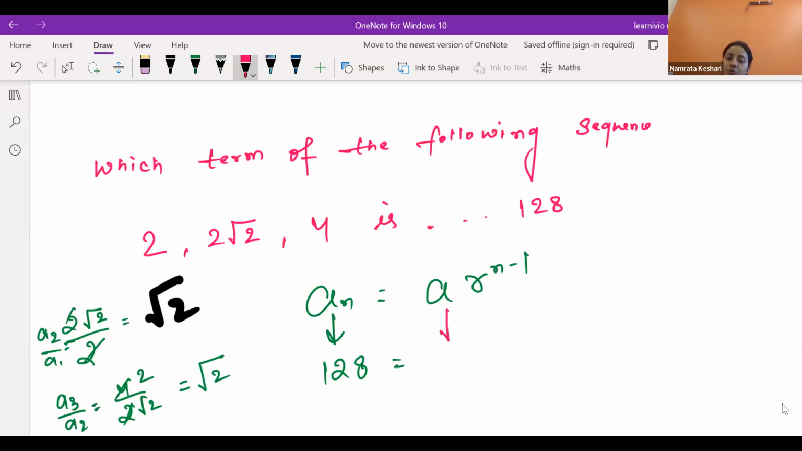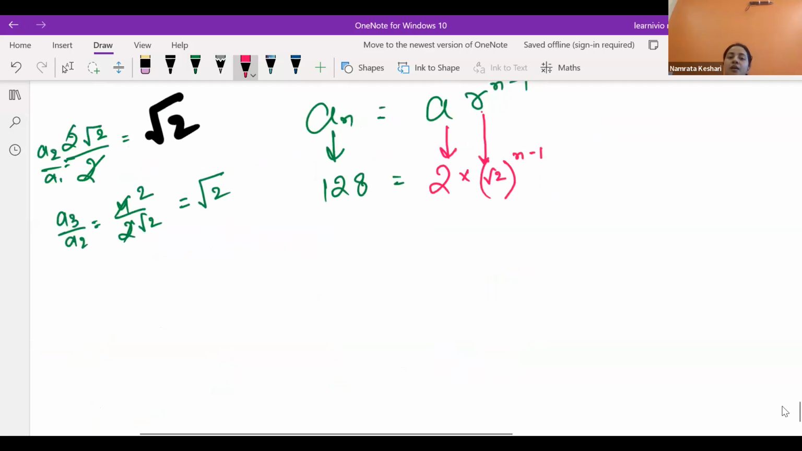Okay, let's put the values over here. So our A is 2. And what about r? Our r is square root 2. N minus 1, we will just write as it is. Now this 2, which is A, we will bring to the left hand side. So 128 by 2, and the square root of 2 to the power n minus 1, I am writing as it is. I will use the logic of comparing exponents on both sides and try finding the n value.